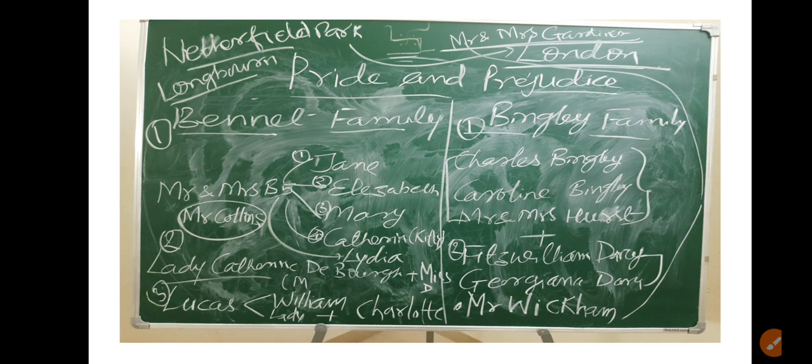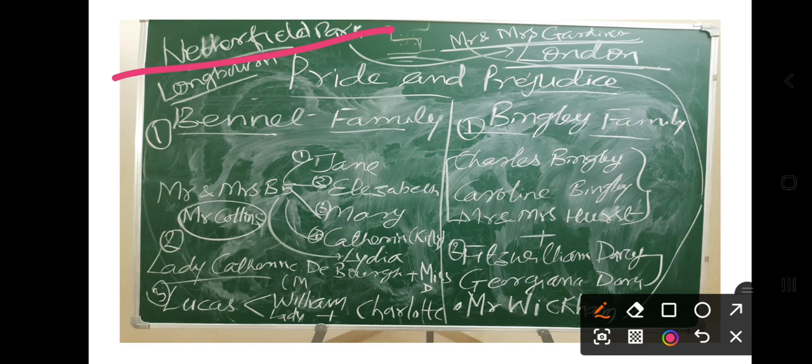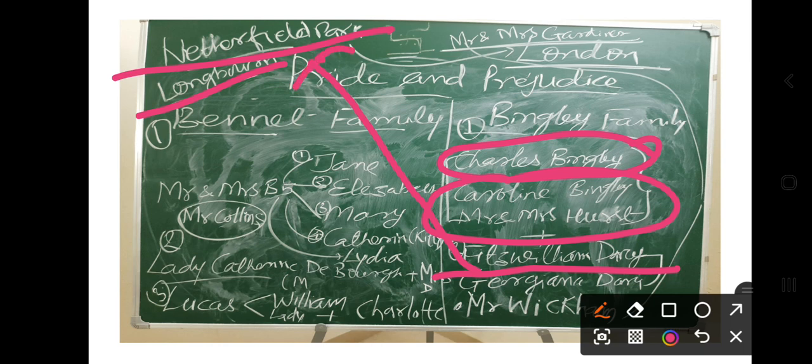The setting is Netherfield Park, which is situated in Longbourn. One day Charles Bingley, along with his two sisters, Caroline Bingley and Mrs. Hurst, who is Charles Bingley's elder sister and is married, and her husband Mr. Hurst, all shift along with Charles Bingley's best friend, Fitzwilliam Darcy. So they all shift to Netherfield Park.